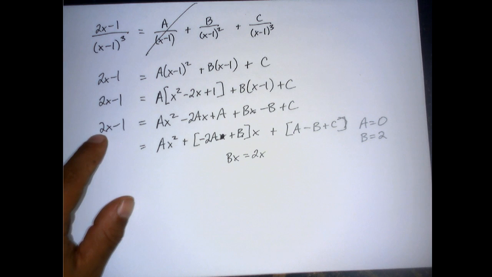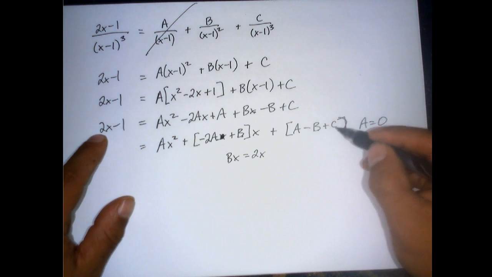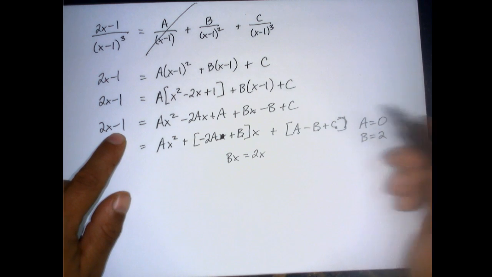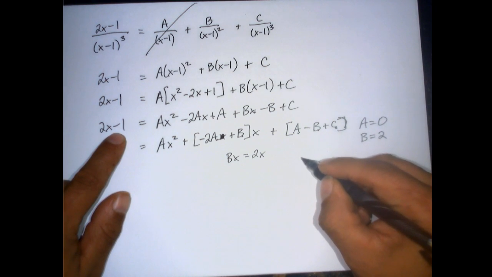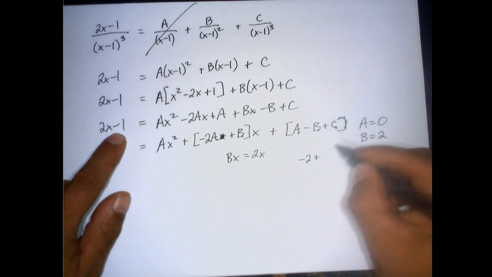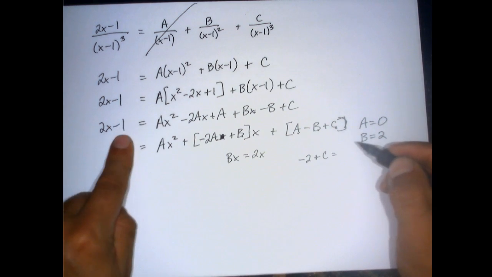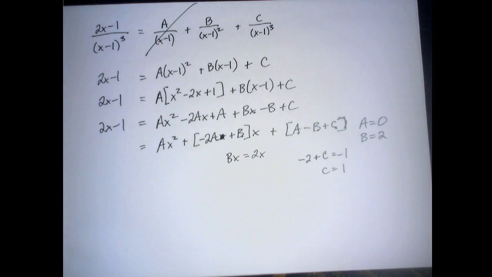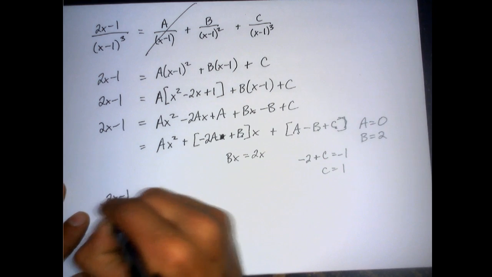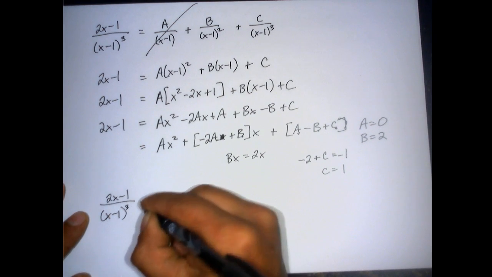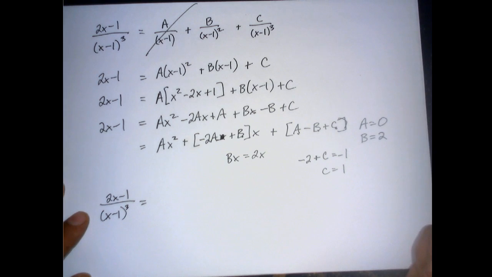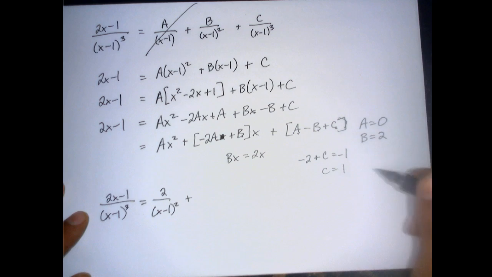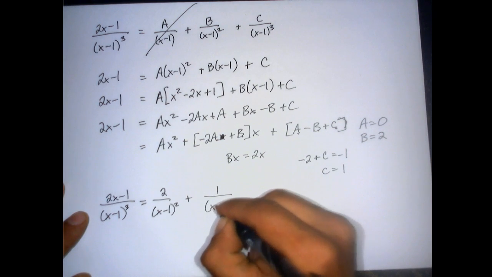How easy can this be? Huh? Negative 2 plus c is equal to what? Negative 1, right? A minus b, b is 2, so a is 0, so minus 2 plus c is equal to, this term is equal to minus 1, so c is equal to 1. Okay, so this means that 2x minus 1 over x minus 1 cubed is equal to, b is 2, 2 over x minus 1 squared plus 1 over x minus 1 cubed.